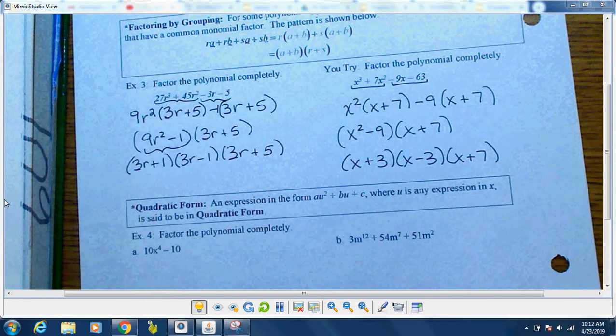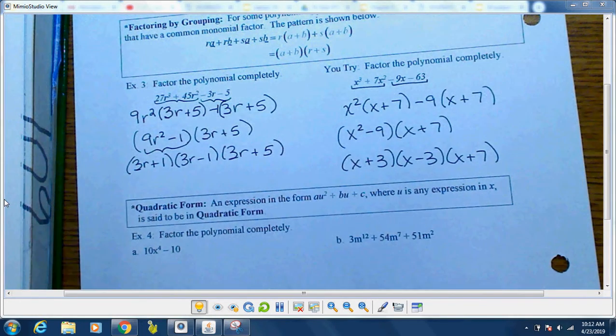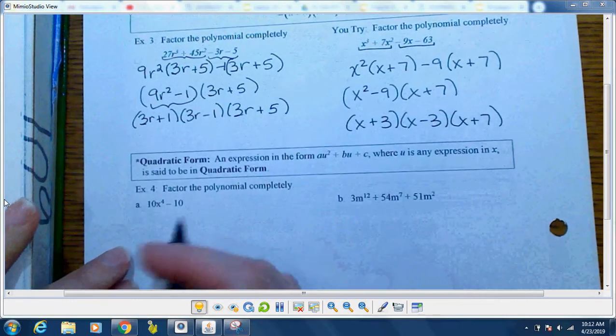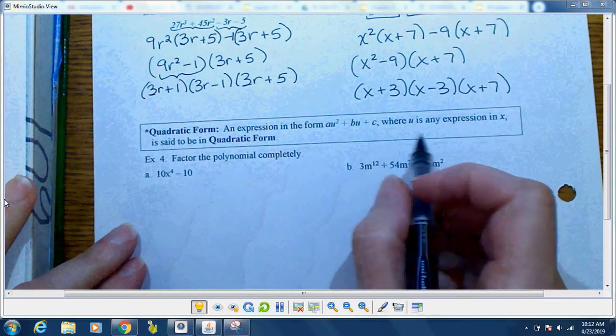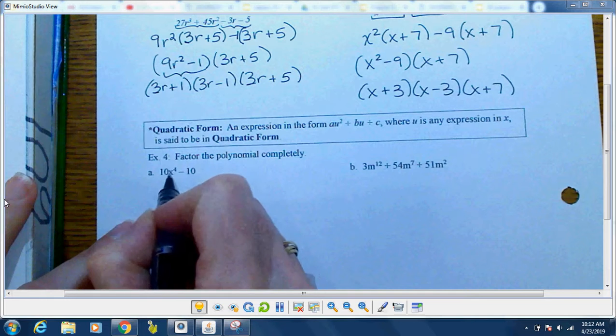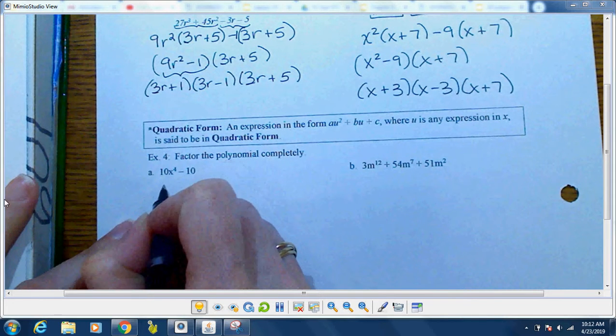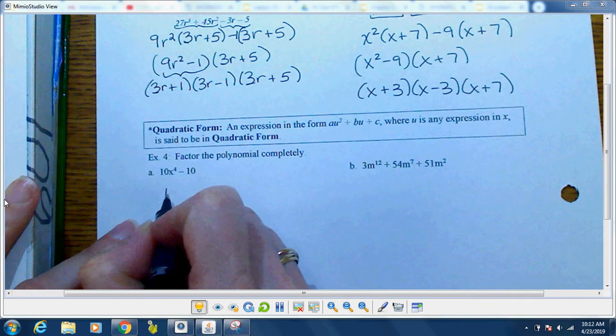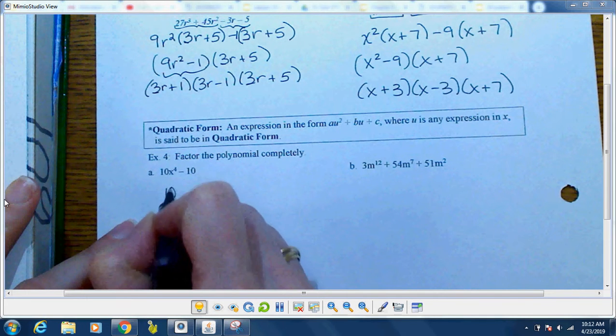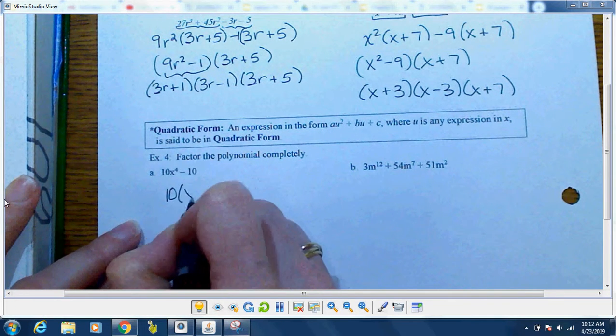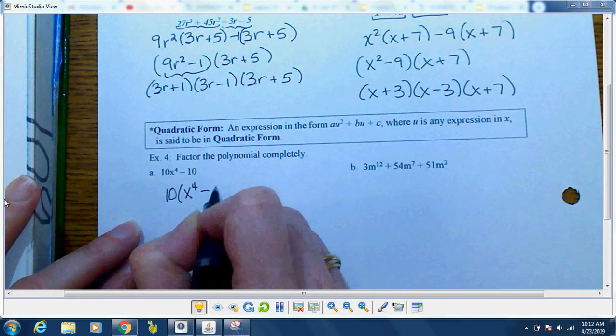Okay. Finally, in the quadratic form. Okay, so what you're going to do first is I'm going to factor out my 10. Okay, so I'm going to get 10 times x to the 4th minus 1.